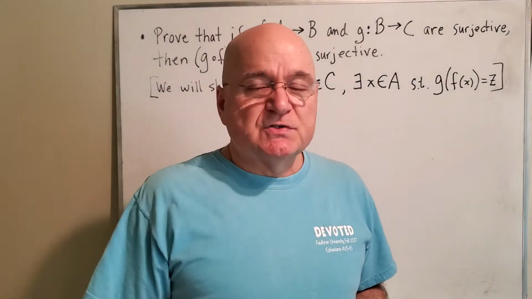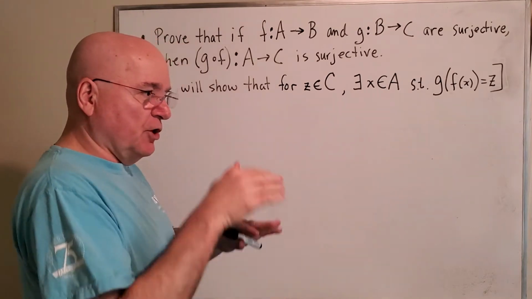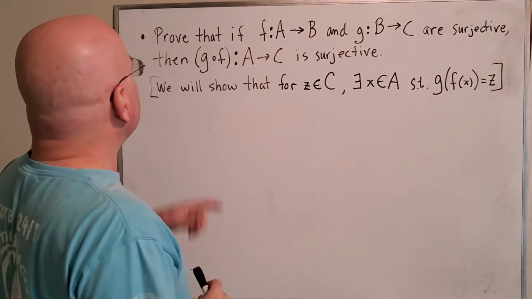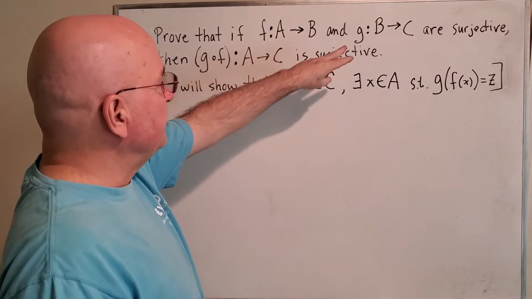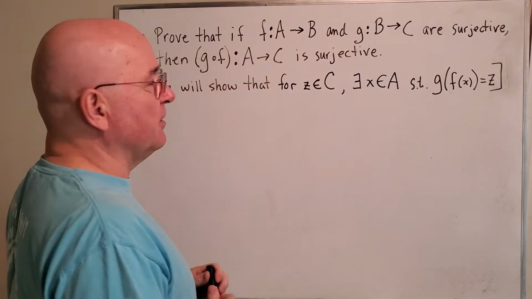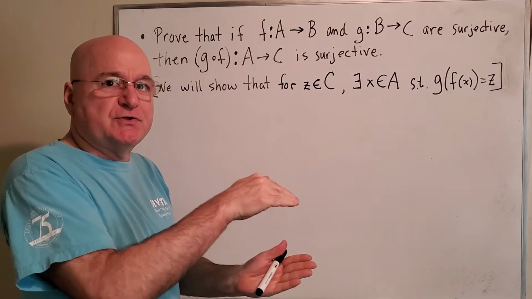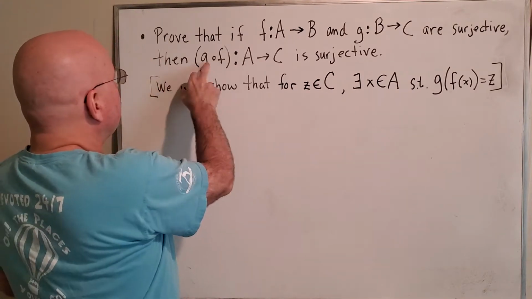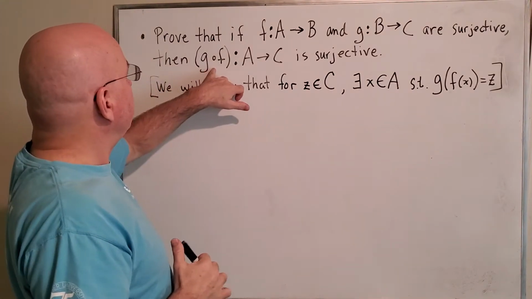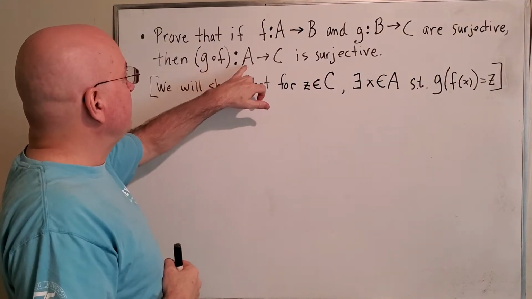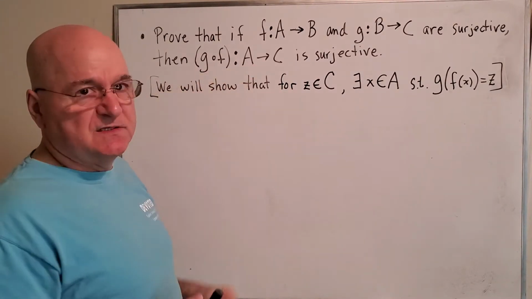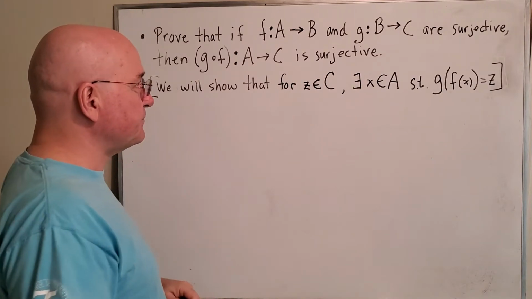Our next proof starts with surjective functions, or onto functions. We'll prove that if F, which goes from A into B, and G, which goes from B into C, are both surjective, or onto, then this composition of functions, G composed with F, which goes from A to C, is also surjective.